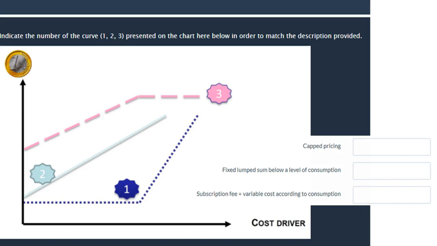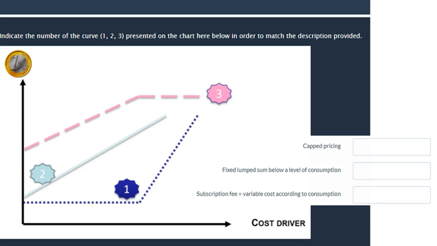Then let's have a look at the number two pattern. The number two pattern shows that even when there is no activity, there is a fixed cost. And then afterwards, when the activity increases, the cost becomes variable. So it suggests that you have a kind of subscription fee that you pay in order to access the service. And then once you have paid, you will pay for each unit that you consume on a variable basis.